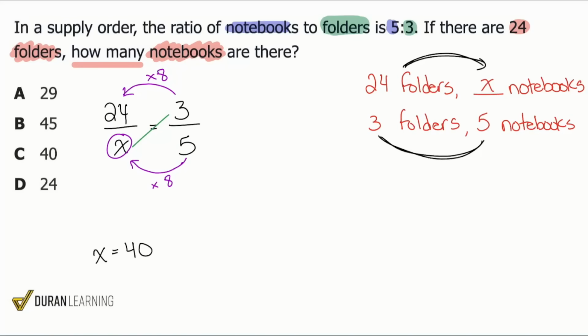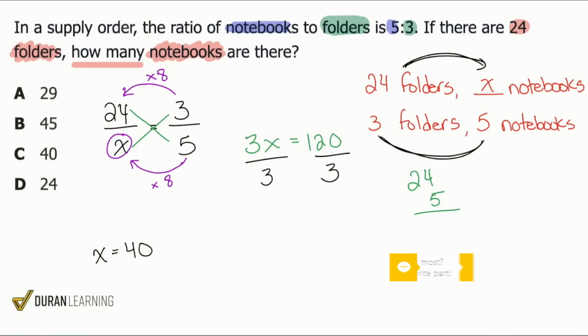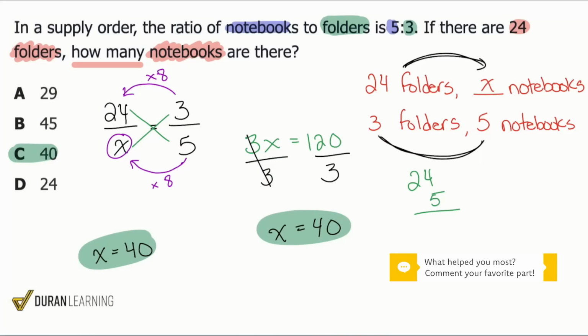X multiplied by 3, that's 3x. And then we have 120 when we do 24 times 5. Right there. If you knew that with mental math, great. If you didn't, just go ahead and off to the side, you'll do the 24 times 5. But nonetheless, we have 3x equals 120 after the cross multiplication. Divide by 3 on both sides. And that'll end up giving us x equals 40. The same exact correct answer that we got before. Nice and easy.